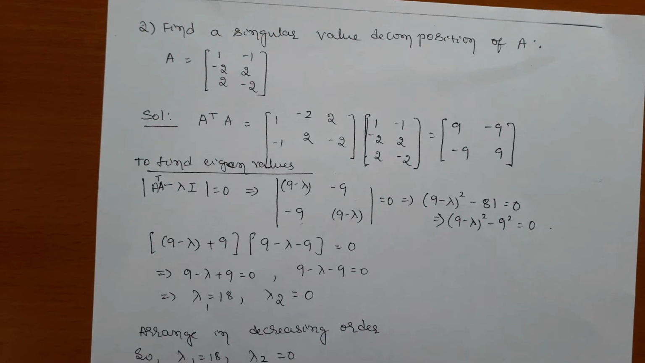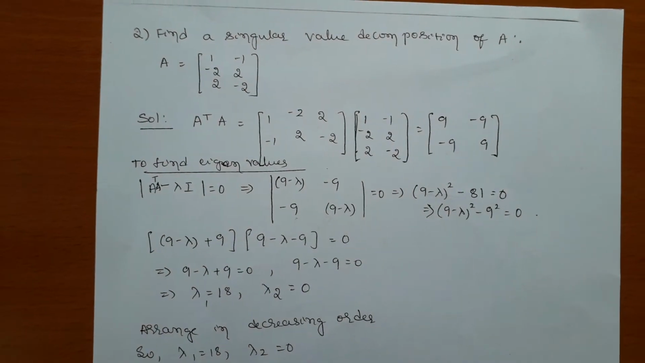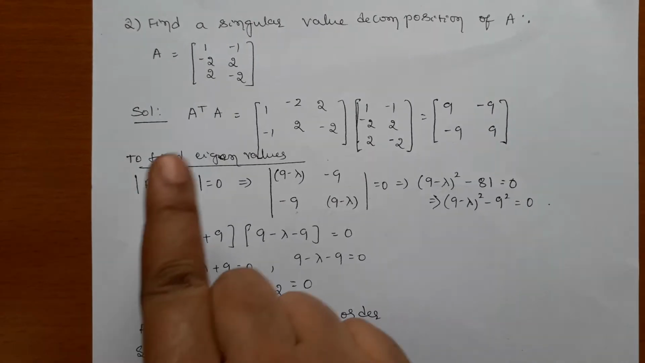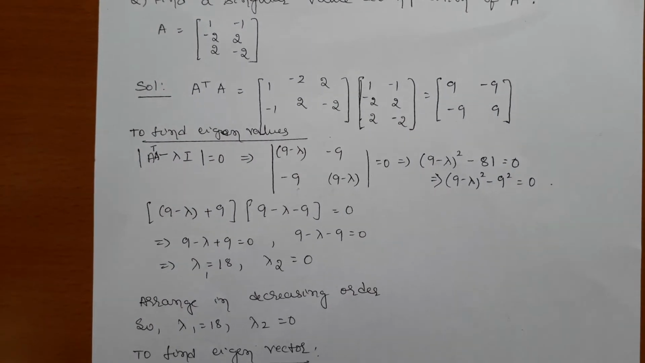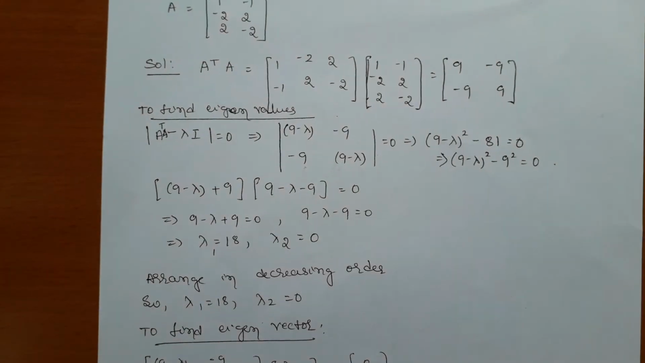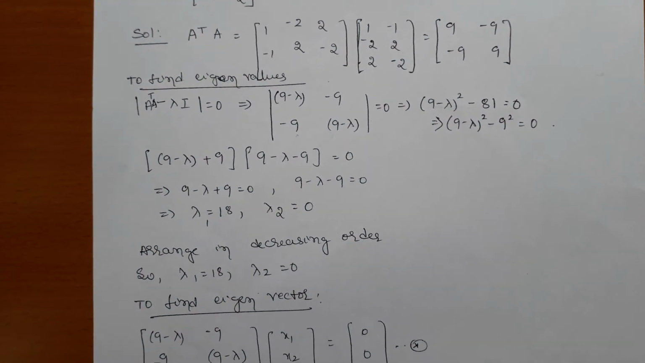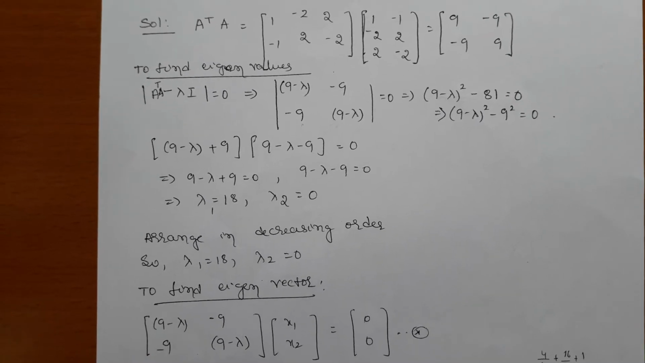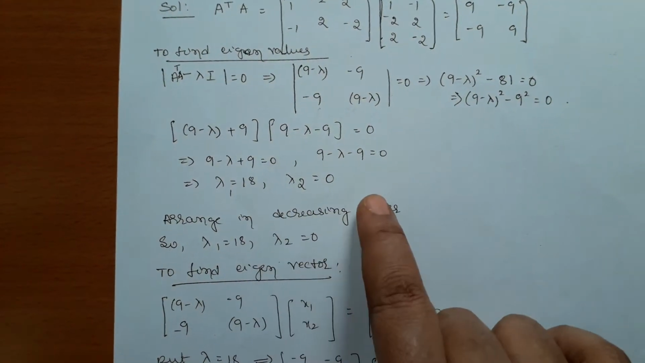This way they convert the given matrix into a square matrix, because the given matrix is not a square matrix. Number of rows is not equal to number of columns. Once you multiply by A transpose, it automatically converts into a square matrix, okay? Next you find the determinant of A transpose A minus lambda I equal to 0. You find the eigenvalues. It is a 2 cross 2 matrix, therefore we get two eigenvalues. One is 18, another one is 0.